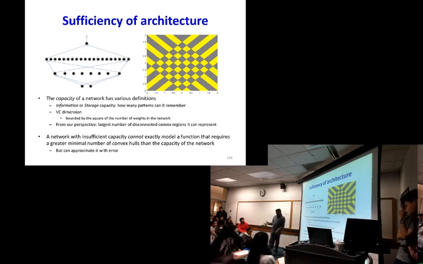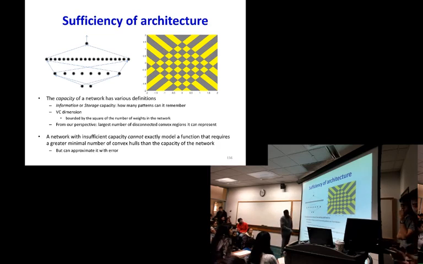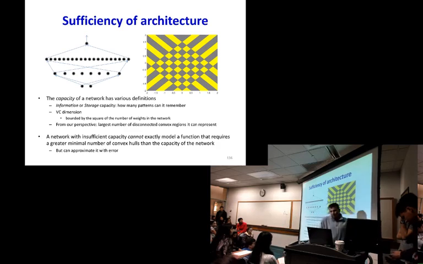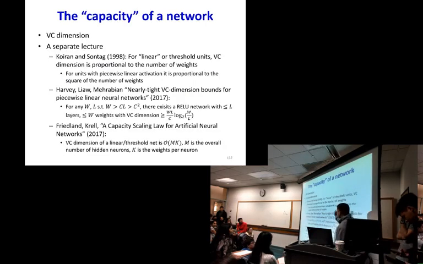So you want to define the capacity of a network. People have different definitions: information and storage capacity, how many patterns can it remember, VC dimension, what kind of complexity of patterns can it actually model. The only thing that we know is that a network with insufficient capacity cannot model a target function exactly. It might be able to approximate it to some error. It's never going to be able to model it correctly. So there are various definitions.